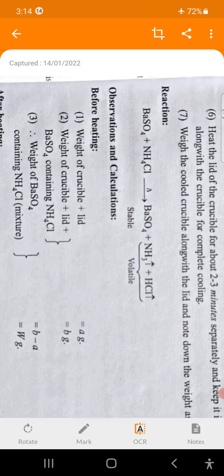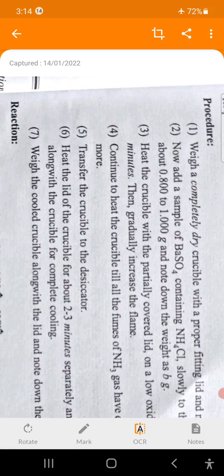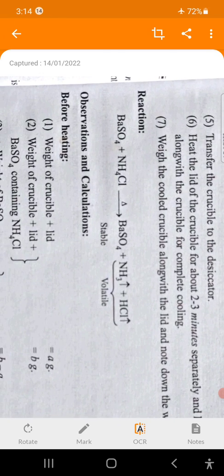Then what is the chemical reaction that takes place during heating in this experiment? The BaSO4 and NH4Cl mixture on heating converts: BaSO4 is stable and remains as it is, NH4Cl is converted to NH3 and HCl, which are volatile and removed from the mixture.